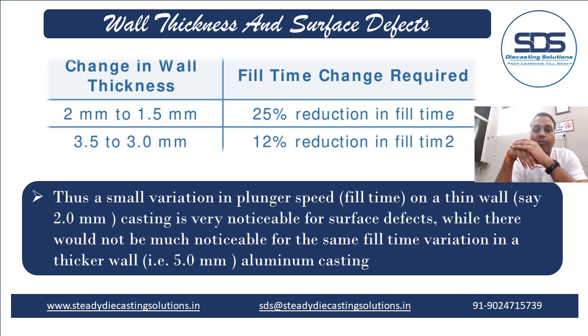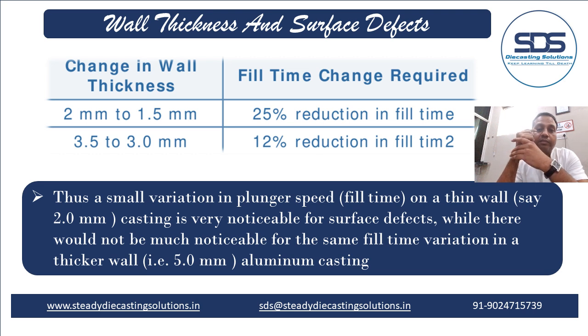What it does mean is you have to reduce your fill time by increasing your plunger speed by 25% if you are decreasing your casting wall thickness from 2 mm to 1.5 mm, due to whatever the reason, maybe weight reduction or customer requirement. On the other hand, if you see on your screen, you're reducing wall thickness from 3.5 mm to 3 mm. In result, there is only a 12% reduction in fill time. It means you only have to increase your plunger speed by 12%. So here's the difference.